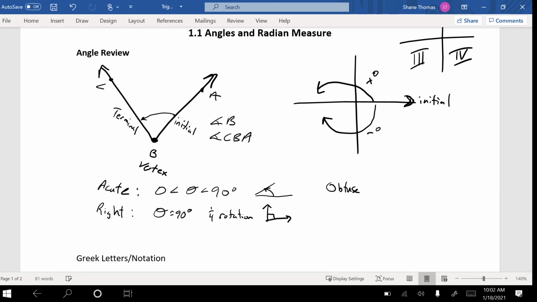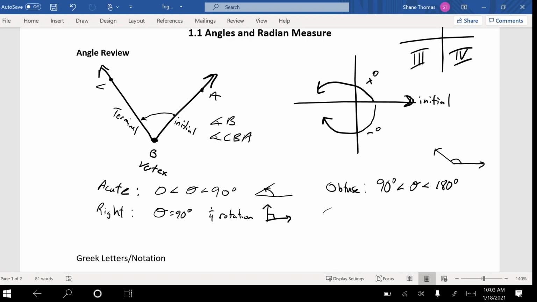Obtuse. What's an obtuse angle? Greater than 90, but less than. Correct. So 90 degrees is less than theta is less than 180 degrees. It would look something like this. The only reason I stopped her is she said greater than 90, which is correct and probably what you've learned before. It stops at 180. Bigger than 180, we have something called a reflex angle. We'll get to that later.